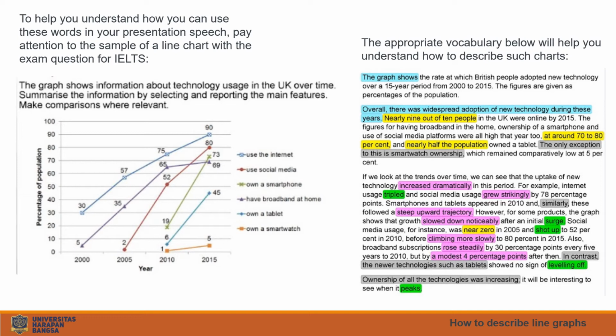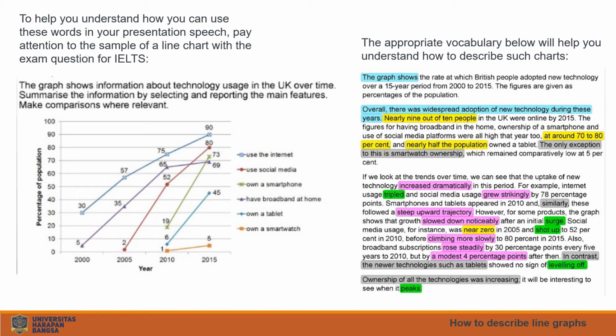The graph shows the rate at which British people adopted new technology over a 15-year period from 2000 to 2015. The figures are given as percentages of the population. Overall, there was widespread adoption of new technology during these years. Nearly 9 out of 10 people in the UK were online by 2015.